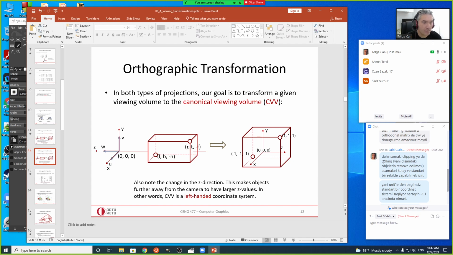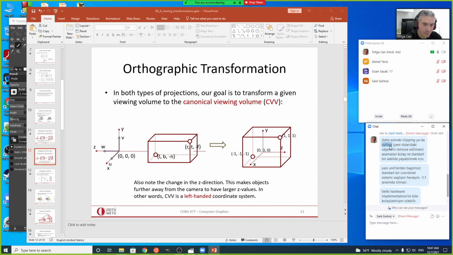Culling means removal, complete removal of objects, so that they are not propagated into the subsequent steps of the forward rendering pipeline, for efficiency. So clipping and culling in this standardized volume, the canonical view volume, may be easier.